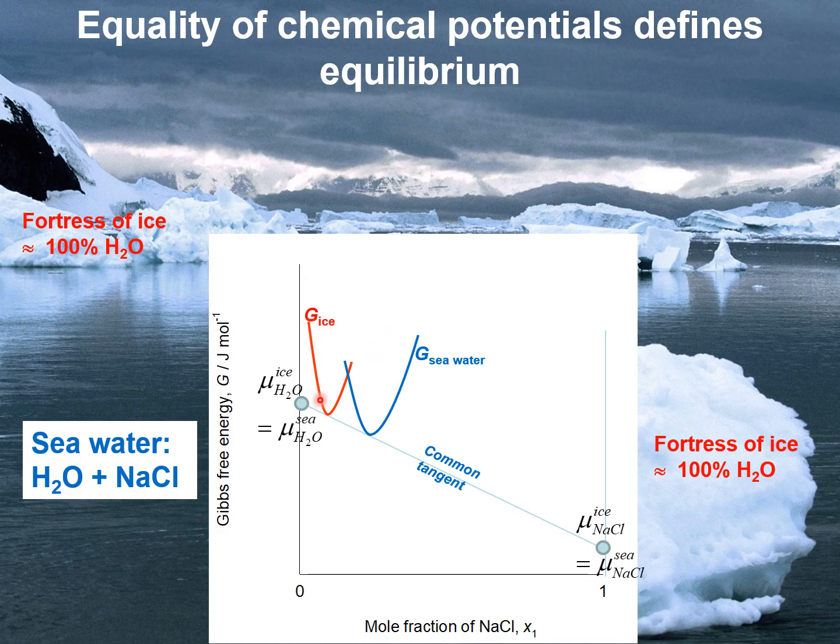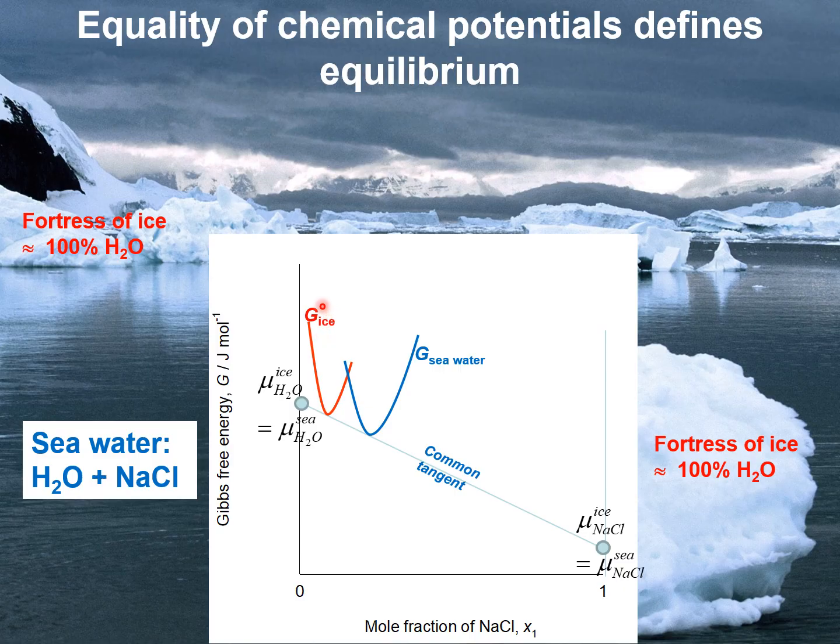The red line shown here is a plot of the Gibbs free energy for the ice crystals, plotted as a function of the mole fraction of sodium chloride. The blue line is the Gibbs free energy of seawater plotted against the mole fraction of sodium chloride. The seawater contains significantly higher concentrations of sodium chloride.